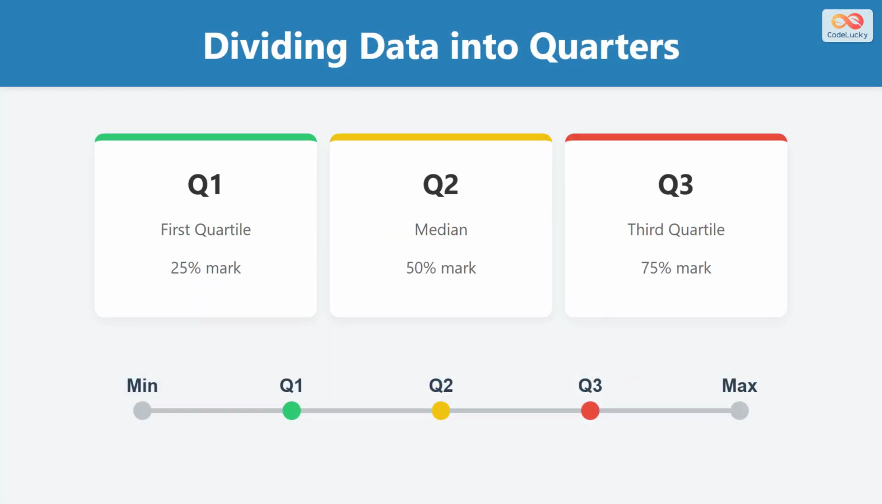To find the IQR, we first need to understand quartiles. Imagine dividing your data into 4 equal parts. Q1 is the first quartile, marking the 25th percentile. Q2 is the median, marking the 50% middle point. And Q3 is the third quartile, marking the 75th percentile.